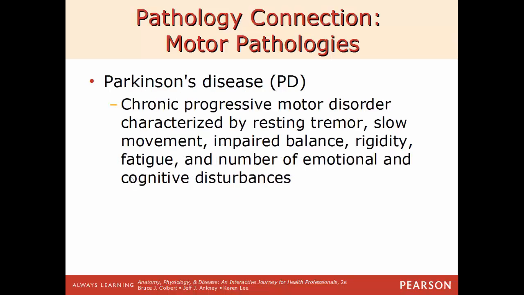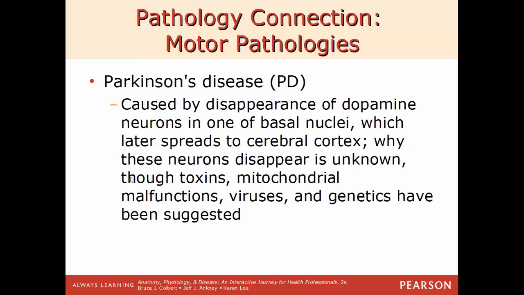Next one, PD, or Parkinson's disease, is a chronic progressive motor disorder characterized by a resting tremor, slow movements, impaired balance, rigidity, fatigue, emotional and cognitive disturbances. This is caused by a disappearance of dopamine neurons in one of the basal nuclei, which will later spread to the cerebral cortex. Now, the reason why these neurons disappear is not known, but toxins, viruses, mitochondrial malfunctions, and genetics are possible causes.